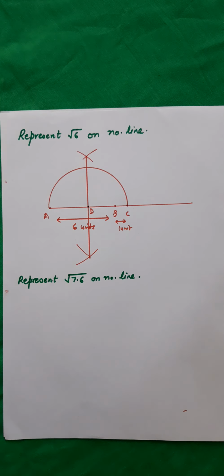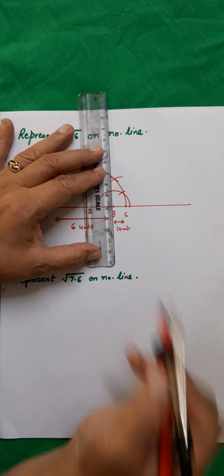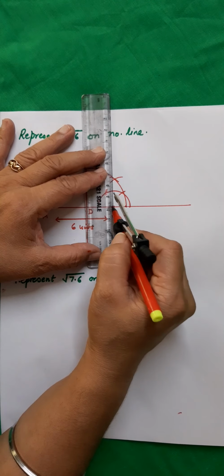60, 120, and then I bisect it. By chance I am getting it here only. It's not necessary that I will get it here. Alright, now this is drawn. This point where it is cutting the semicircle, let us call it E.